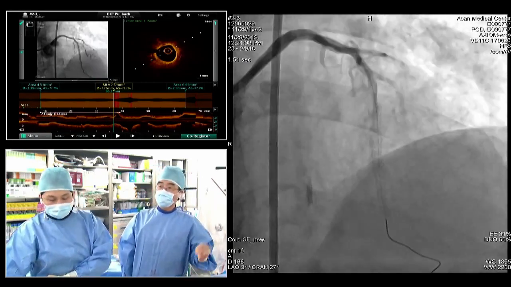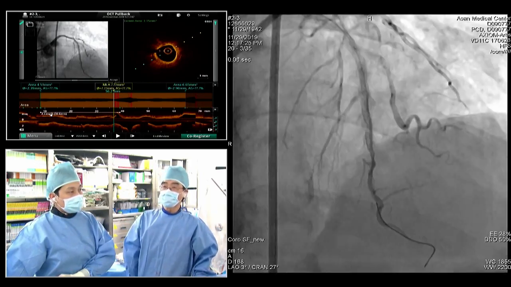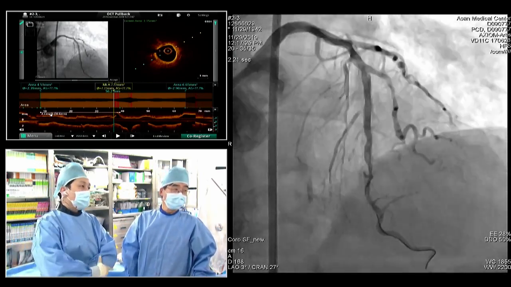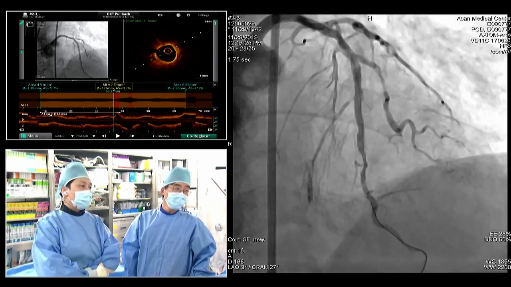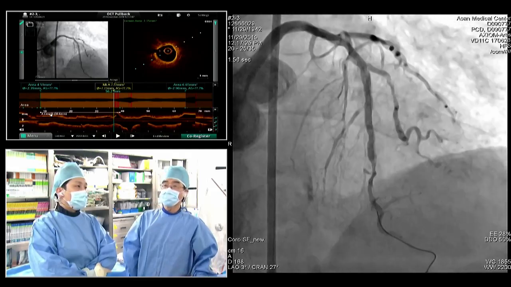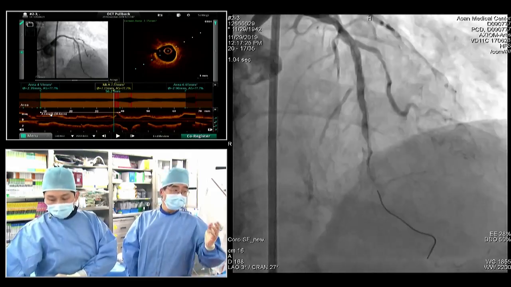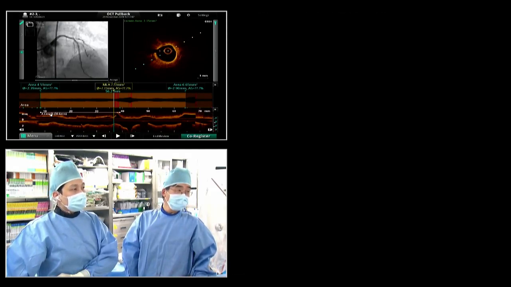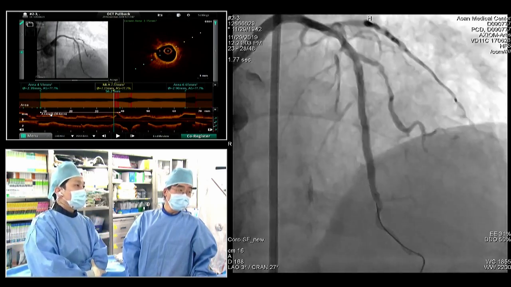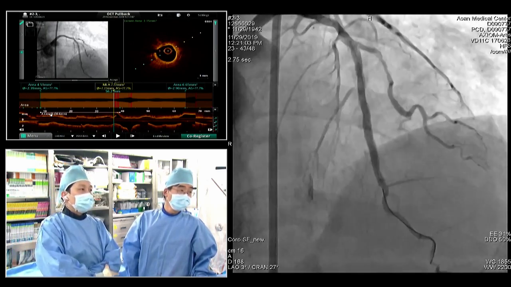Personally, I think it's maybe caused by some dissection and flow compromise in the distal LAD. Embolization of some particles, maybe one of the predisposing factors, is a part of it. The main cause is some hemodynamic disturbance in the distal LAD caused by the dissection. I think the distal stent is definitely a good idea.